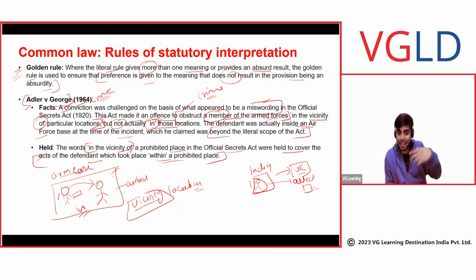So the court was trying to apply the golden rule: when we say the vicinity, it does not mean to exclude this place. It does not mean to exclude this place. So just going by the literal definition doesn't serve the purpose, so they applied the golden rule here.